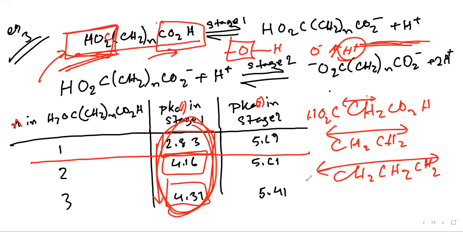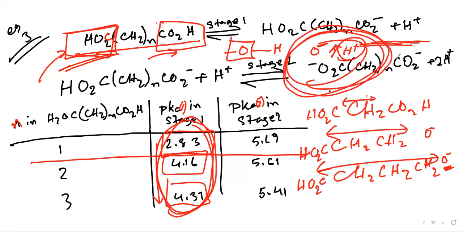If the electron-withdrawing effect of one of the carboxylic acids decreases, what is going to happen? The oxygen on the other side will be more electronegative. The electron will be less removed, staying with the oxygen more. That means it will be more negative. If oxygen is more negative, what does that mean?